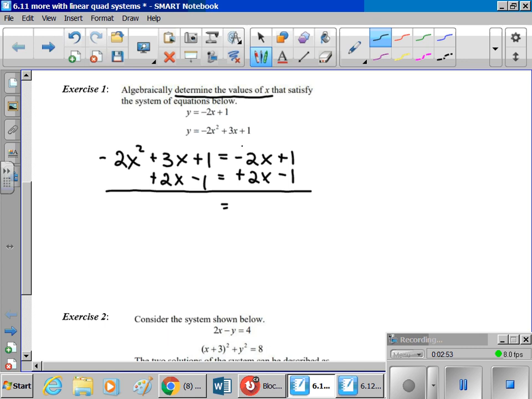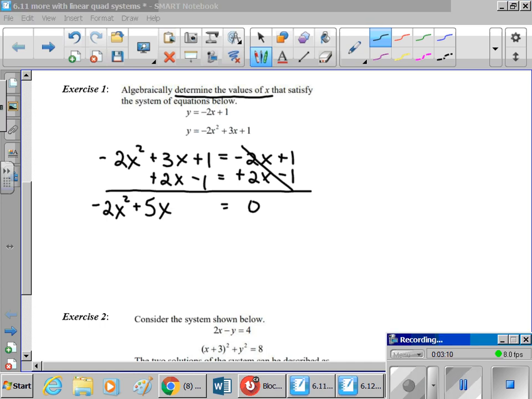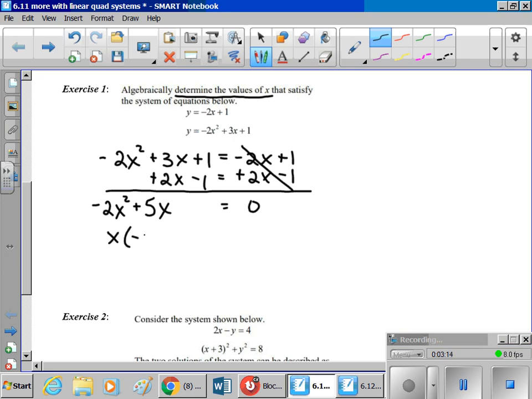So this is going to cancel out to give me my 0. This is going to be my negative 2x squared plus 5x. Whoops, the ones cancel out. And then we can simply factor out our x. We factor out our x and we get x times negative 2x plus 5 is equal to 0. And we set each of them equal to 0. So x is equal to 0 and negative 2x plus 5 is equal to 0.